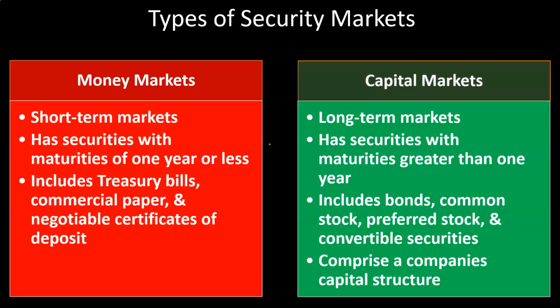Types of security markets. We have the money markets and the capital markets. Our focus here will be on the capital markets. The money markets are the short-term markets, with securities that have maturity dates of 1 year or less. They include things like treasury bills, commercial paper, and negotiable certificates of deposit.